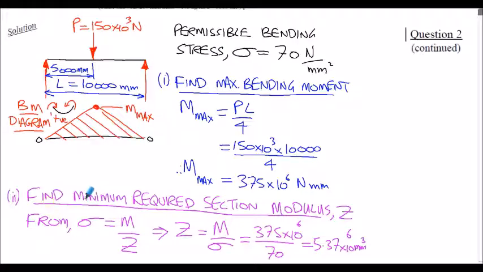Next, we need to find the minimum section modulus, the Z value. So from our formula of the permissible stress is equal to the maximum bending moment divided by the section modulus, we rearrange: the section modulus Z is M divided by sigma. Evaluating, we need a minimum section modulus of 5.37 times 10 to the 6 millimeters cubed.